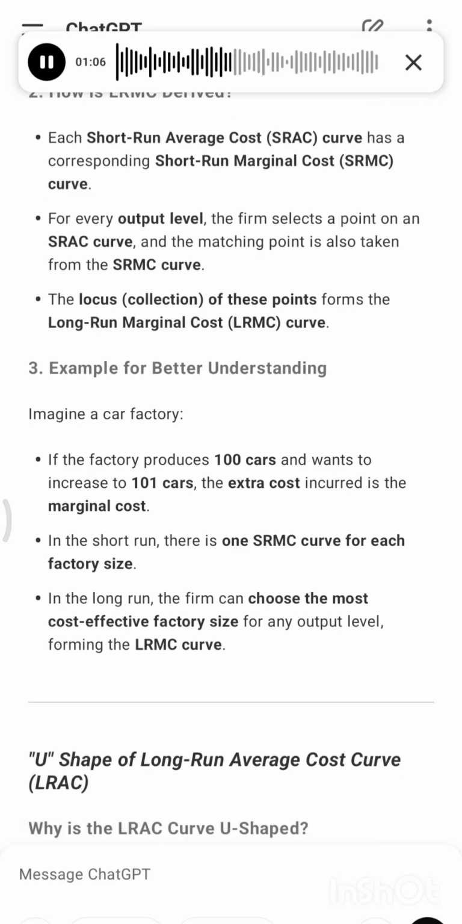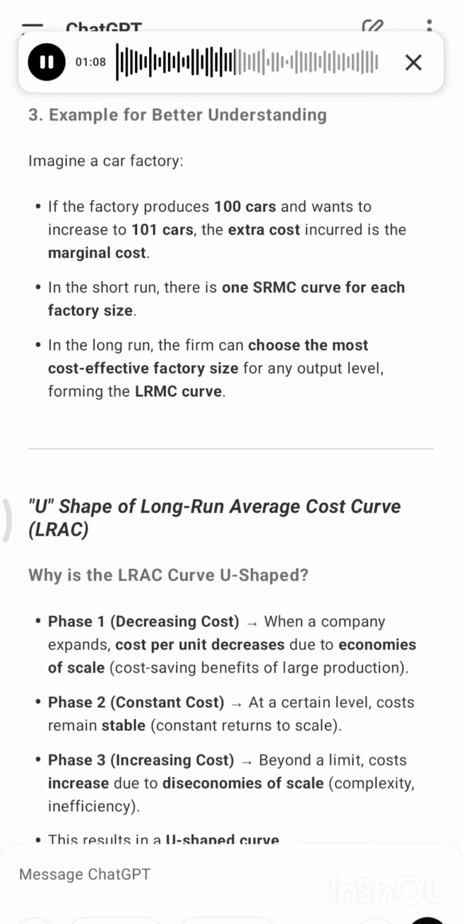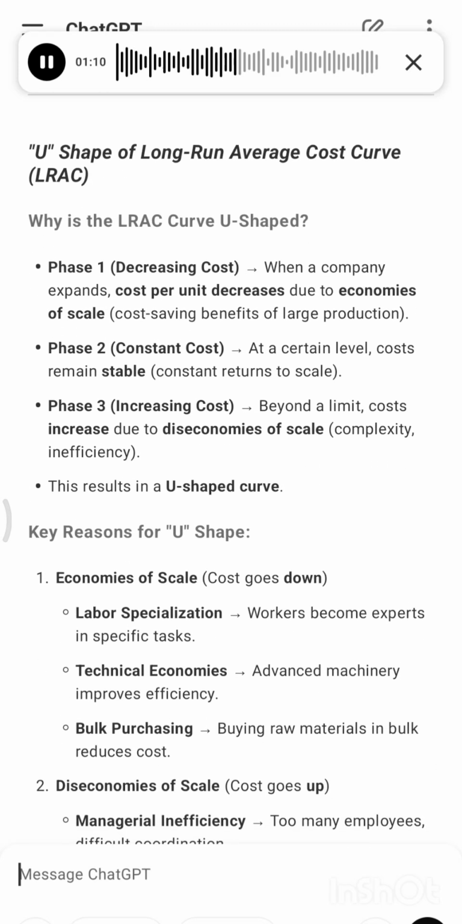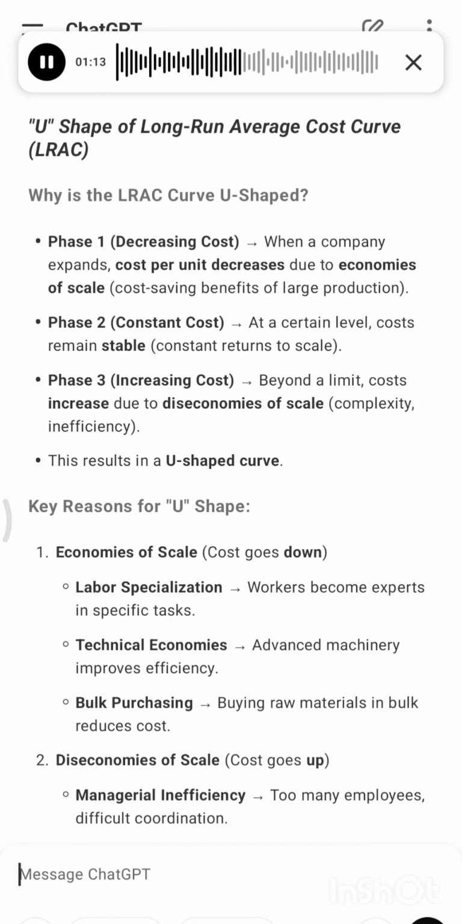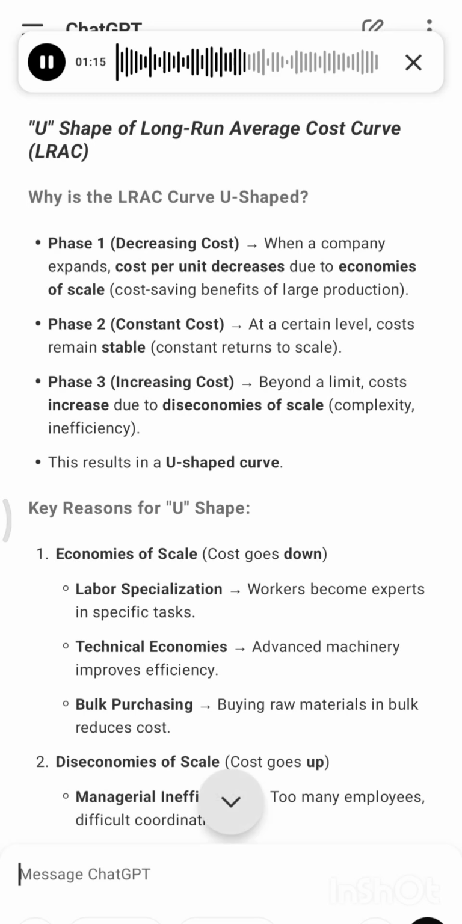U-shape of the long-run average cost curve. Why is the LRAC curve U-shaped? Phase 1, decreasing cost. When a company expands, cost per unit decreases due to economies of scale, the cost-saving benefits of large production.